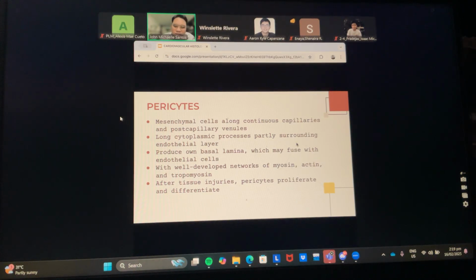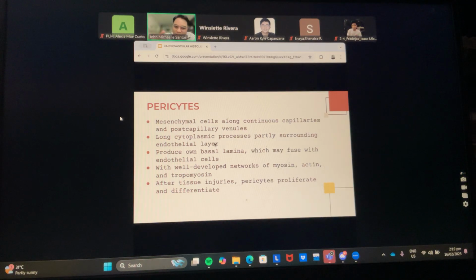Pericytes are mesenchymal cells along continuous capillaries and post-capillary venules. They have long cytoplasmic processes partly surrounding your endothelial layer, and they produce their own basal lamina which may fuse with the endothelial cells, with well-developed networks of myosin, actin, and tropomyosin. So what is the important function of your pericytes?